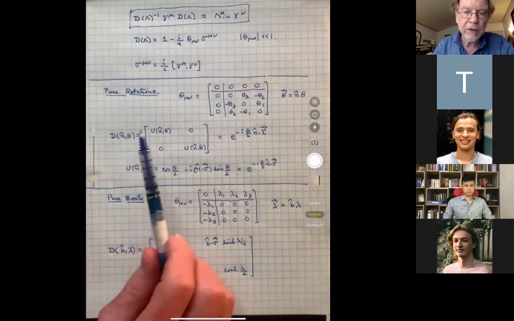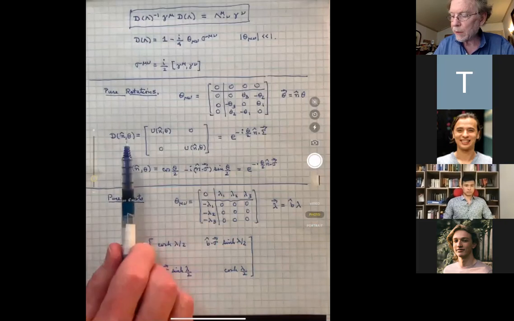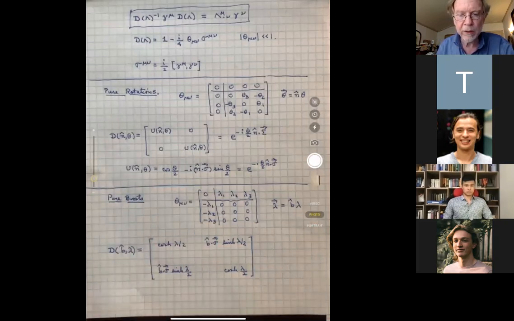Of course, unitary matrices have the nice property that if we call it U, U dagger equals U inverse. So it's easy to compute the inverse of a unitary matrix. But that's not going to work for the D matrices because they're not all unitary. Some of them are Hermitian.